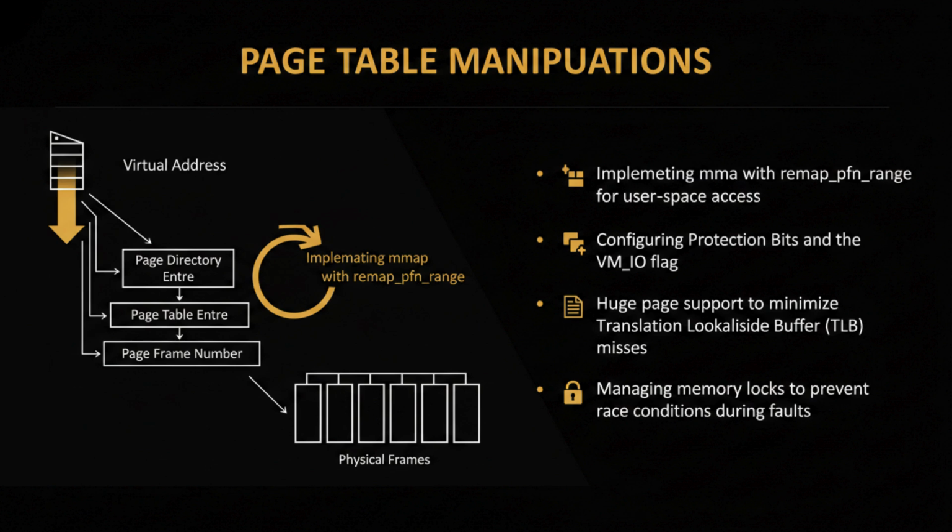Furthermore, for high-performance computing, we often implement support for huge pages to reduce TLB misses. Managing these mappings involves a careful dance with the kernel's memory management locks to avoid race conditions during page fault handling. This is a critical step for infrastructure engineers aiming for zero overhead data paths.